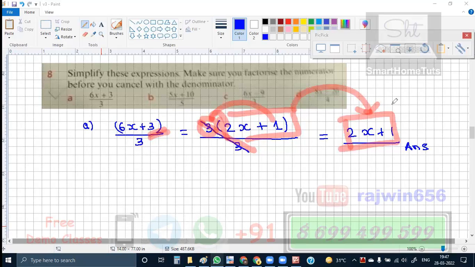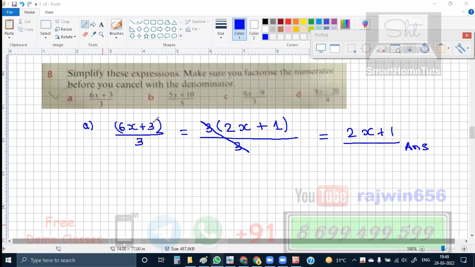Copy down the first sum and try to attempt the B question on your own. Here 5 is there and here 10 is there. So from that you have to take common and write the remaining numbers inside the bracket, and then you have to do the cancellation and calculation.